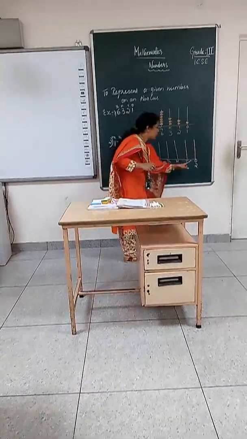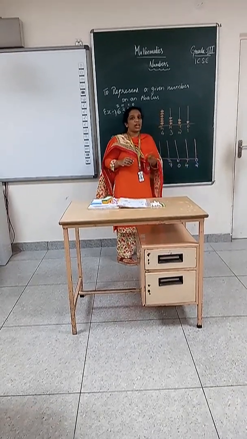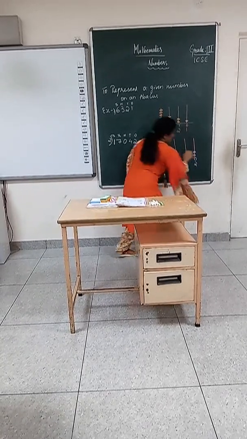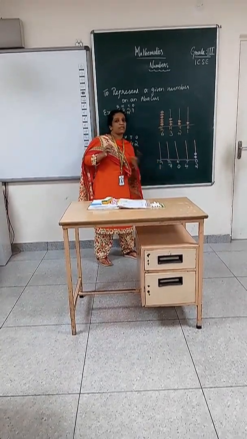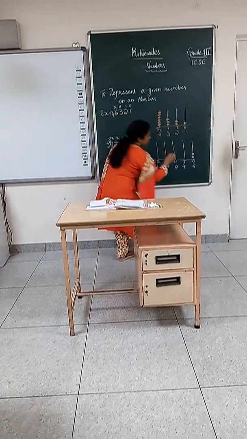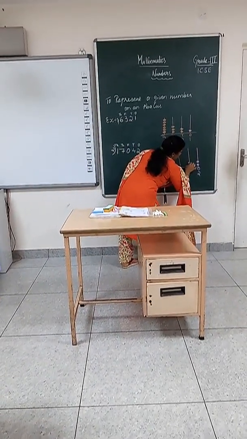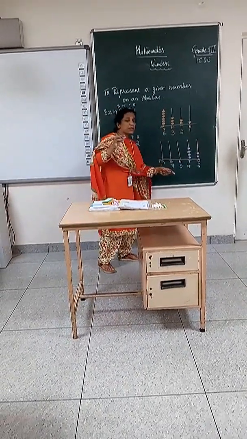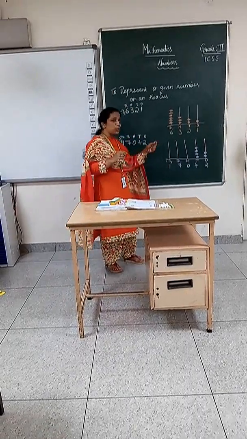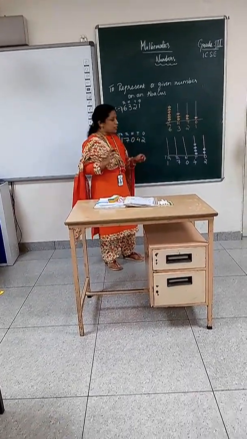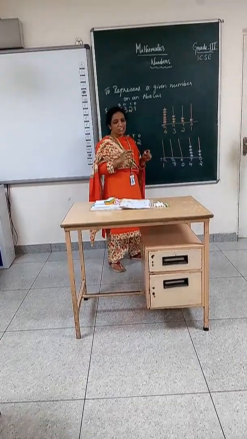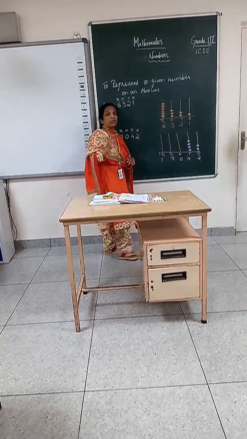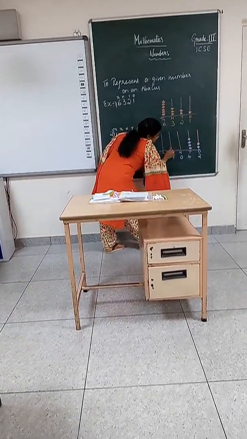Now since we have 2 in the ones place, we are going to draw 2 beads: 1, 2. Now look at this. In the tens place we have the digit 4, so let us draw 4 beads: 1, 2, 3 and 4. Again, in the hundreds place we have 0. So what are we going to do now? No beads. We are just going to leave this line blank, empty, no beads here. Then coming to the thousands place we have 7, so you need to draw 7 beads.